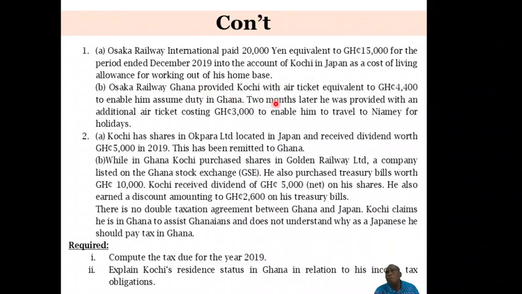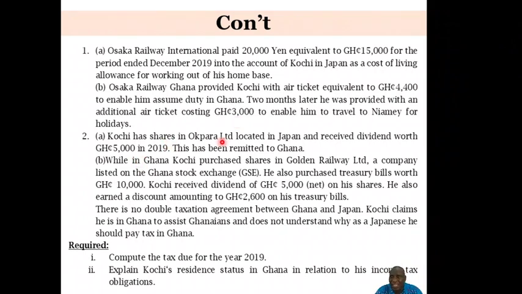Okay? But 2 months later, he was provided with an additional air ticket, costing 3,000 to enable him travel to Niamey for holiday. Hey, this one is for enjoyment. That one, it will be added to his income and tax. You see the question? So, look at this one.